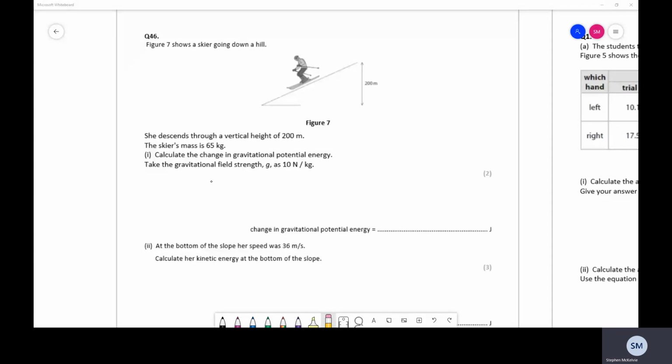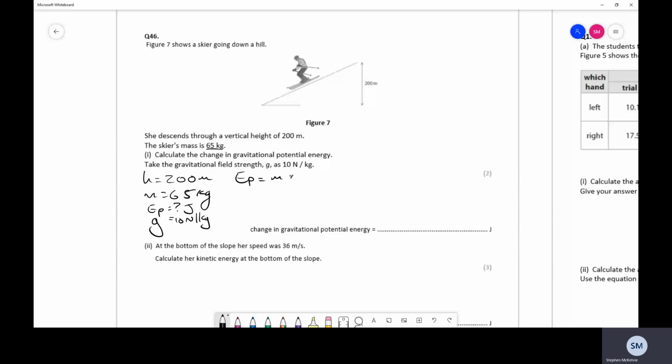Math. So, a skier is going down a hill. She goes down a vertical height of 200 meters. So I shall pop in that my height is equal to 200 meters and that the skier has got a mass of 65 kilograms. Calculate the change in gravitational potential energy. EP is equal to I don't know how many joules, taking the gravitational field strength to be 10 newtons per kilogram. Now, unless you say otherwise, always say it is 10 newtons per kilogram.